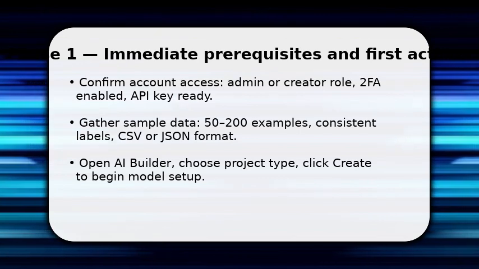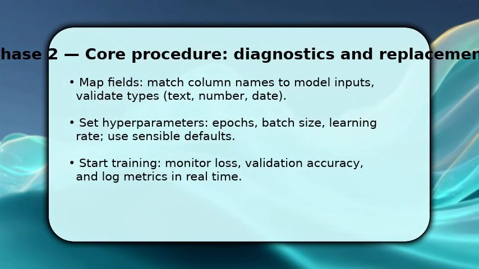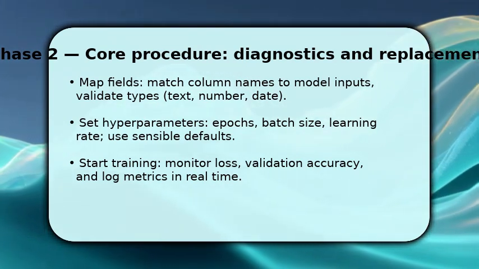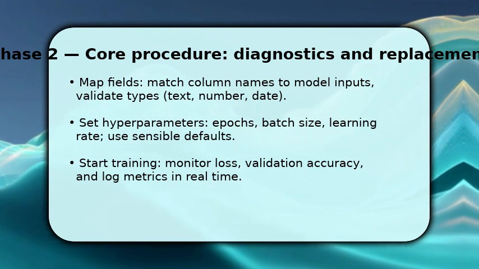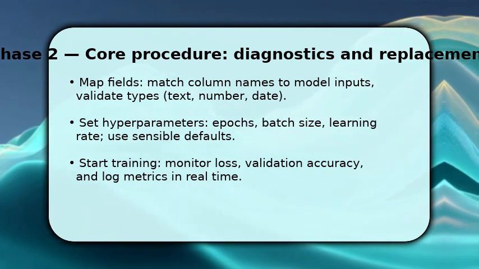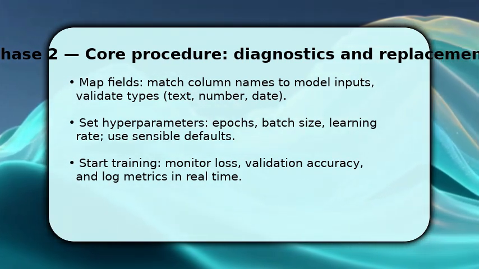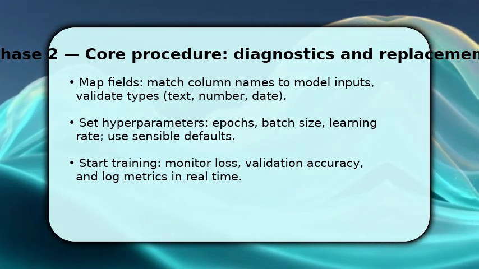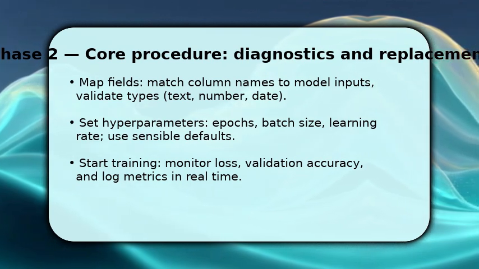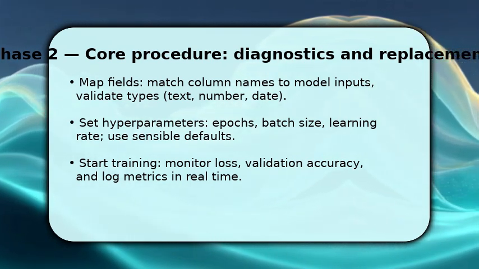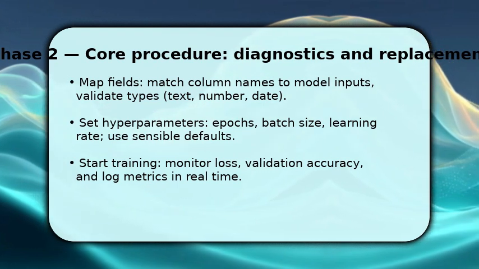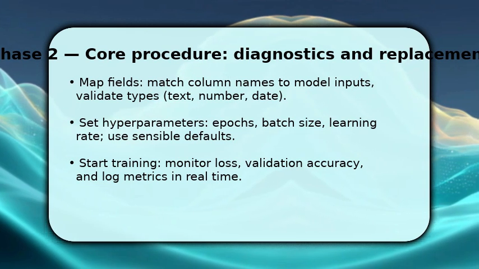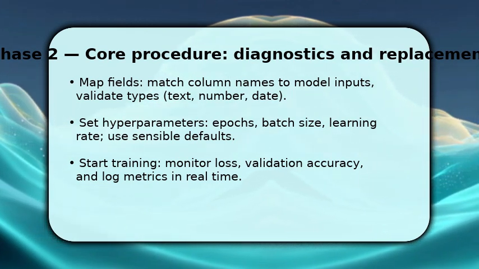Now you configure inputs and train. Map your dataset columns to model fields and validate types such as text, number, or date so the pipeline reads them correctly. Once fields are mapped, adjust hyperparameters: epochs, batch size, and learning rate, starting with sensible defaults to avoid overfitting. Start training and watch loss and validation accuracy. This tells you how learning progresses. If validation stalls, pause, tweak preprocessing or learning rate, and retrain. These middle steps shape model behavior and generalization.